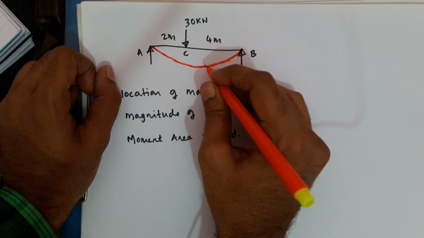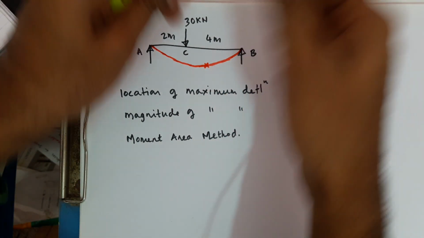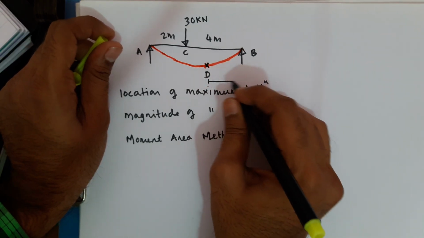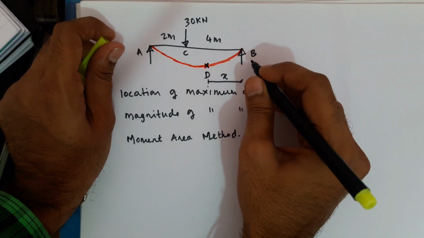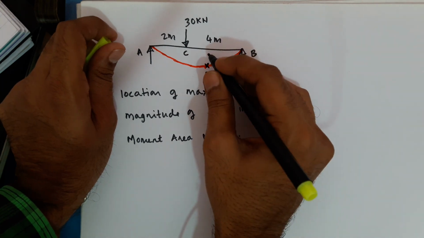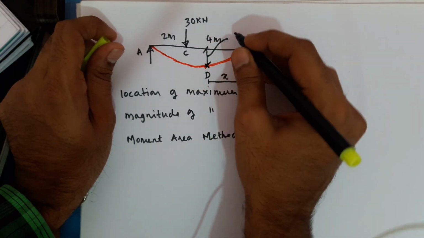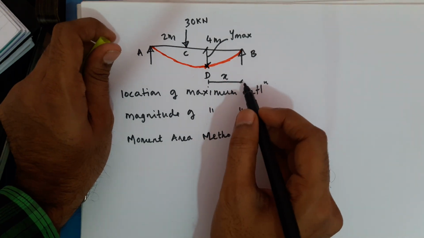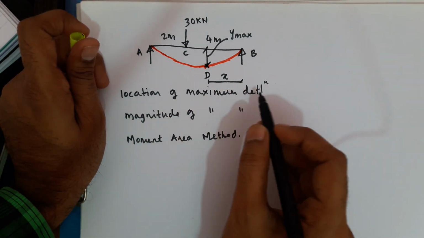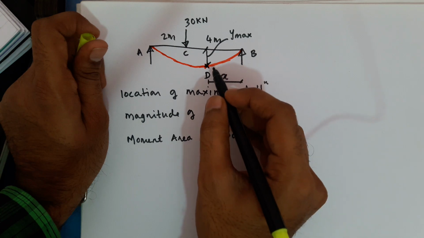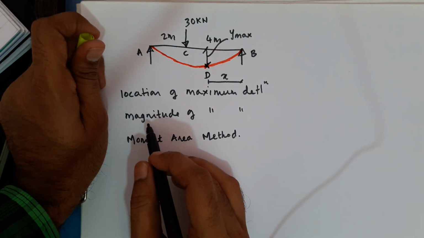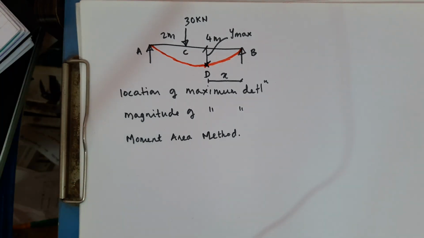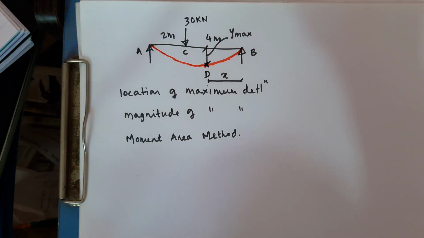So I'll assume a point here and call this point D, which will be at a distance x from the right hand support, and at point D you will have maximum deflection. I have to calculate this x, which is the location of maximum deflection, and this y max, which is the magnitude of maximum deflection, by the moment area method.